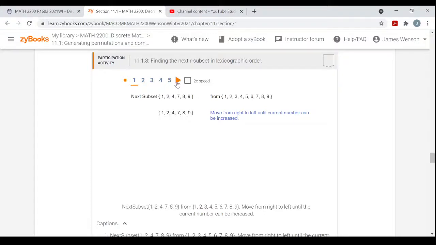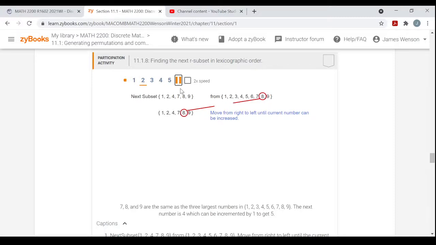increased. So you see 9 can't be, because I've already used 9. 8, I can't bump that up to 9 because 9's already used. 7 can't be bumped up to 8 because it's already used. But 4 can. So I would change 4 into 5 and then go 6, 7, 8. And just go the numbers consecutively after 5.